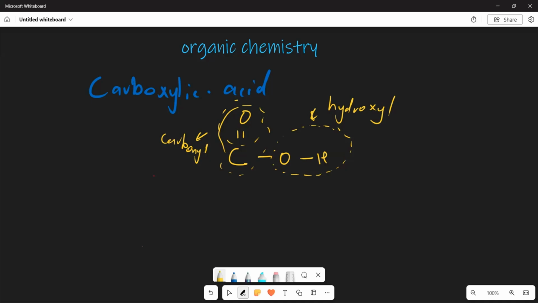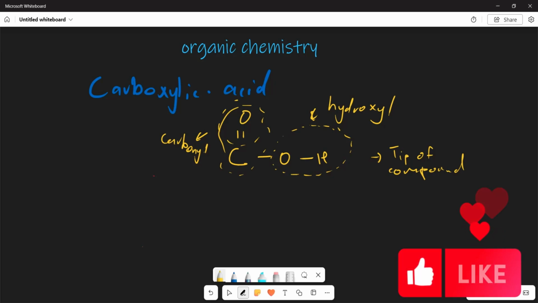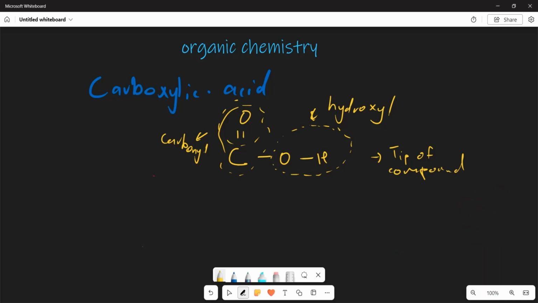Now, the carboxylic acid is always going to be found at the tip of your compound. Why is it found at the tip of your compound? Because this is where your OH is going to be significantly bonded in there. It also has a special name: the carbonyl and then hydroxyl.